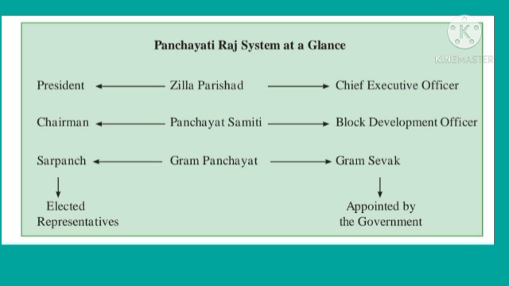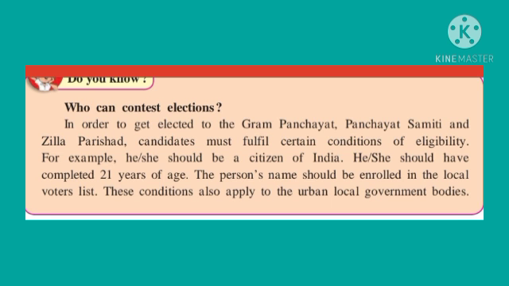Okay, children. Now, who can contest elections? In order to get elected to the Gram Panchayat, Panchayat Samiti and Zilla Parishad, a candidate must fulfill certain conditions of eligibility. For example, he or she should be a citizen of India. He or she should have completed 21 years of age. The person's name should be enrolled in the local voter list. These conditions also apply to the urban local government bodies. Okay.